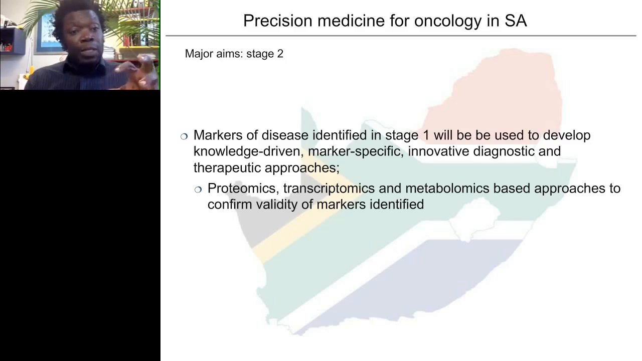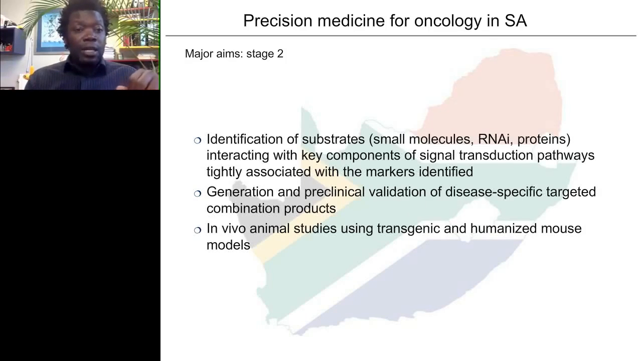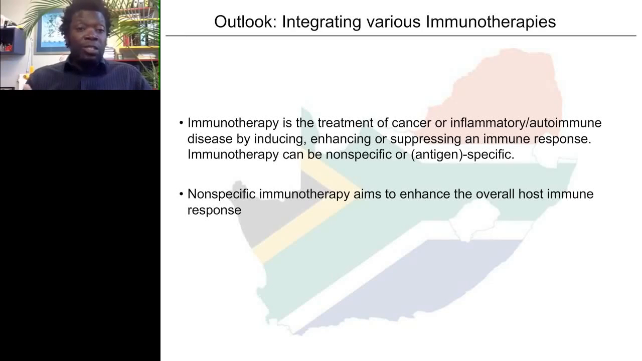The therapeutic side is really a secondary side to this initiative, but our idea is to identify specific substrates and key interacting components, signal transduction pathways, and generate good preclinical validation of these products. We also have just developed a humanized mouse facility here at the university that allows us to do in vivo animal studies using transgenic and humanized mice.